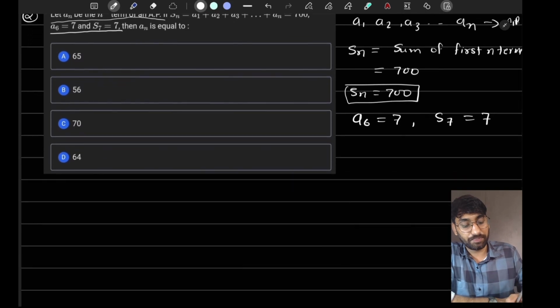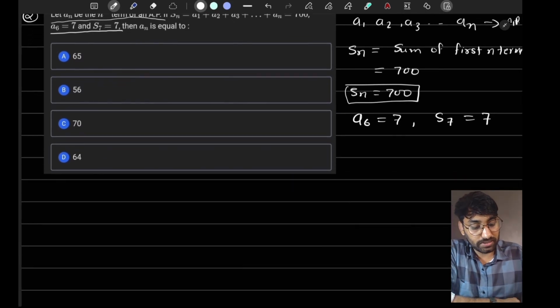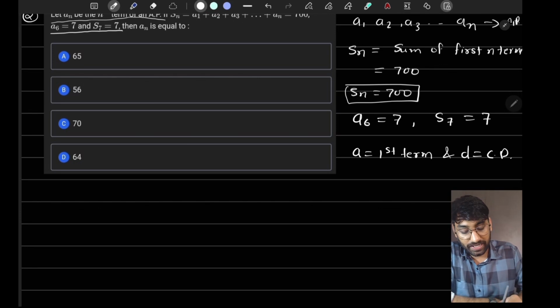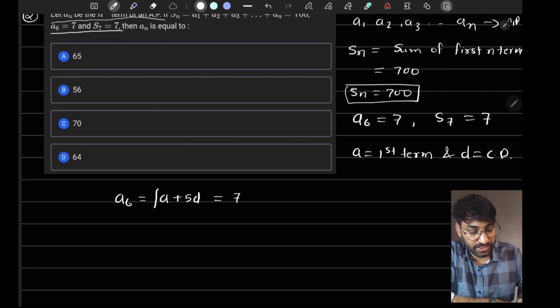Okay. So let's see now. So let us assume that A is the first term and D is common difference. So if A is first term and D is common difference, A6 can be written as what? A6 can be written as A plus 5D. And which value they have given is nothing but 7. So one equation I will get. Let's name it equation 1.